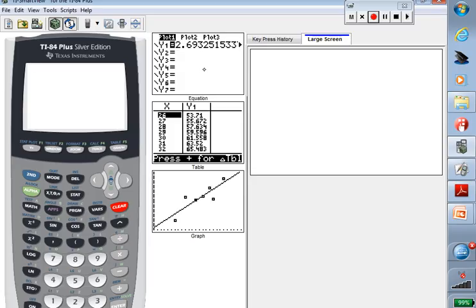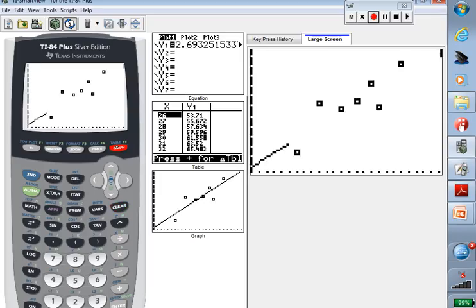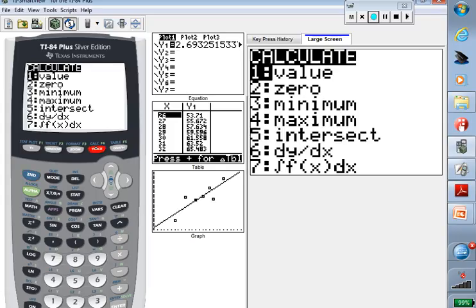Couple places, couple options for you to get those y primes. You can go to your graph, and you have your regression equation graph there. Just go to second, trace, it'll give you your calculate menu, and we just want to calculate a value. We just want number 1.